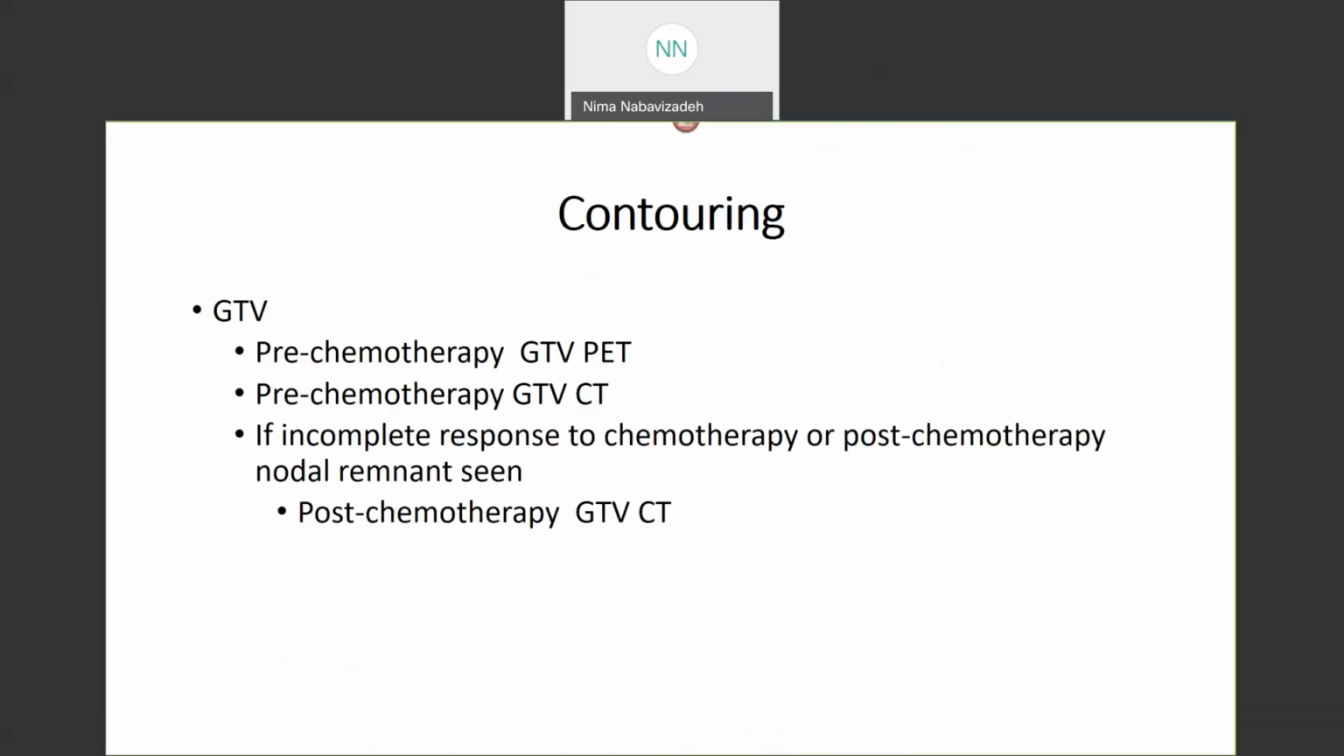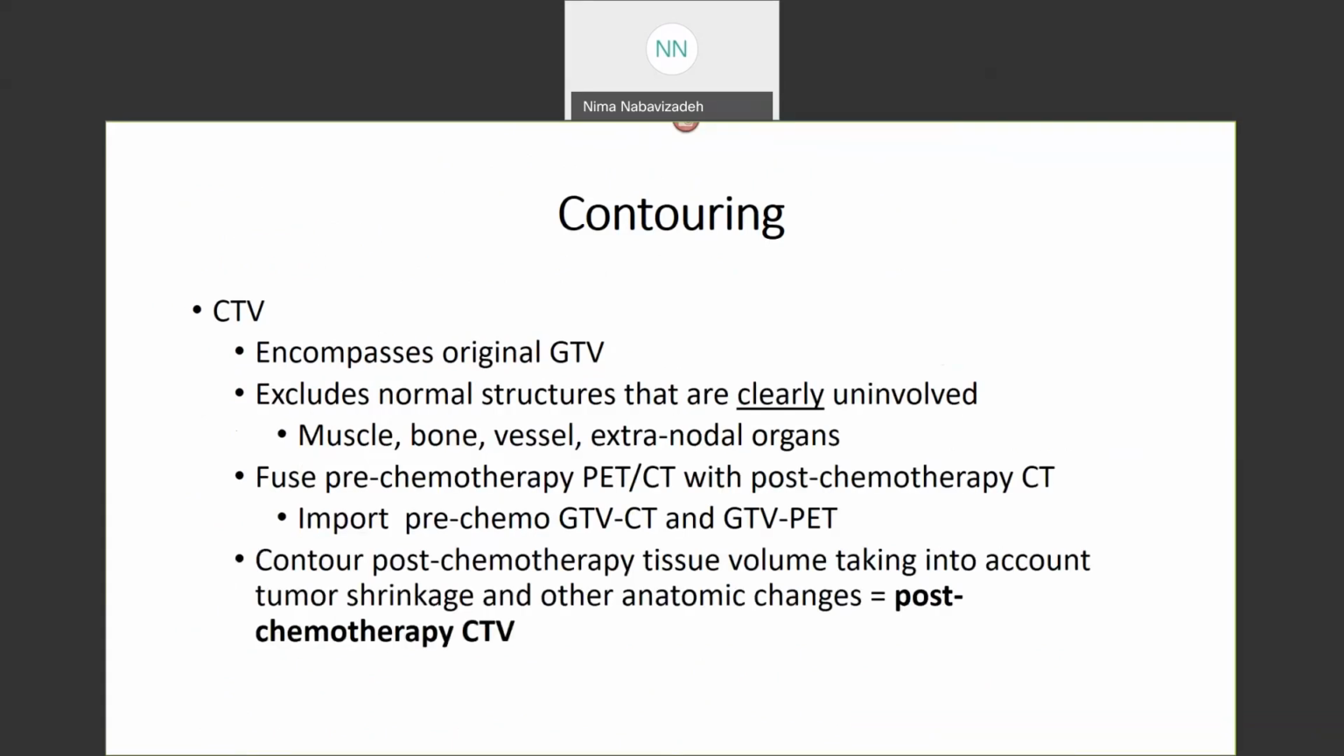So for contouring purposes, we have something called the GTV, or the gross tumor volume. And for all of our lymphoma patients, we contour a pre-chemotherapy gross tumor volume and a post-chemotherapy gross tumor volume. So it's almost standard that patients' PET scans and imaging will look much different after chemotherapy for lymphoma. So we have to take both these pieces of information into account when we're developing the radiation volumes. The clinical tumor volume encompasses the original gross tumor volume, and this is kind of the added safety margin of the normal tissue that we're contouring for treatment.